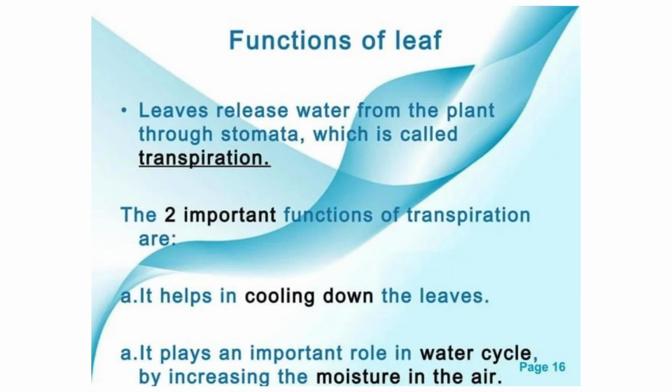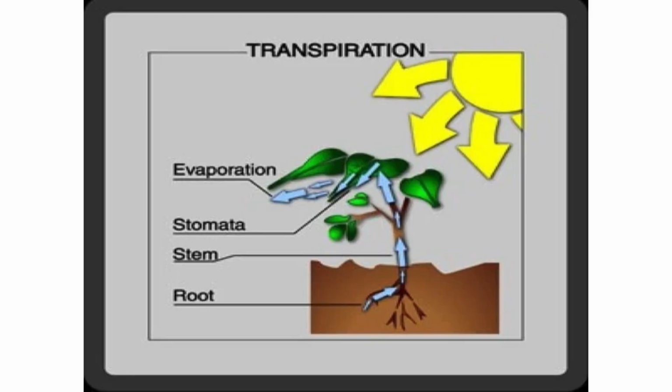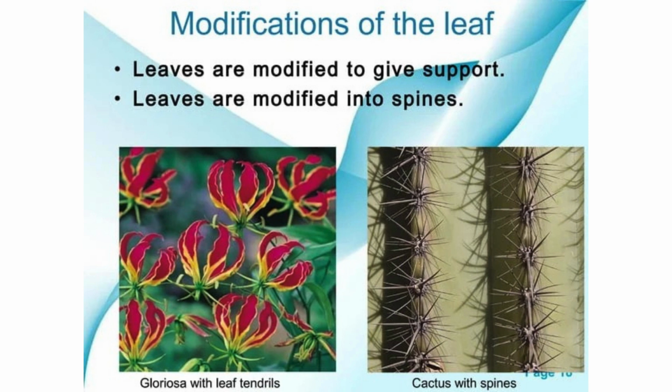Leaves release water from the plant through stomata, which is called transpiration. The two important functions of transpiration are: it helps in cooling down the leaves. It plays an important role in the water cycle by increasing the moisture in air. Leaves are modified to give support to the plants. Leaves are modified into spines, for example in cactus plant.